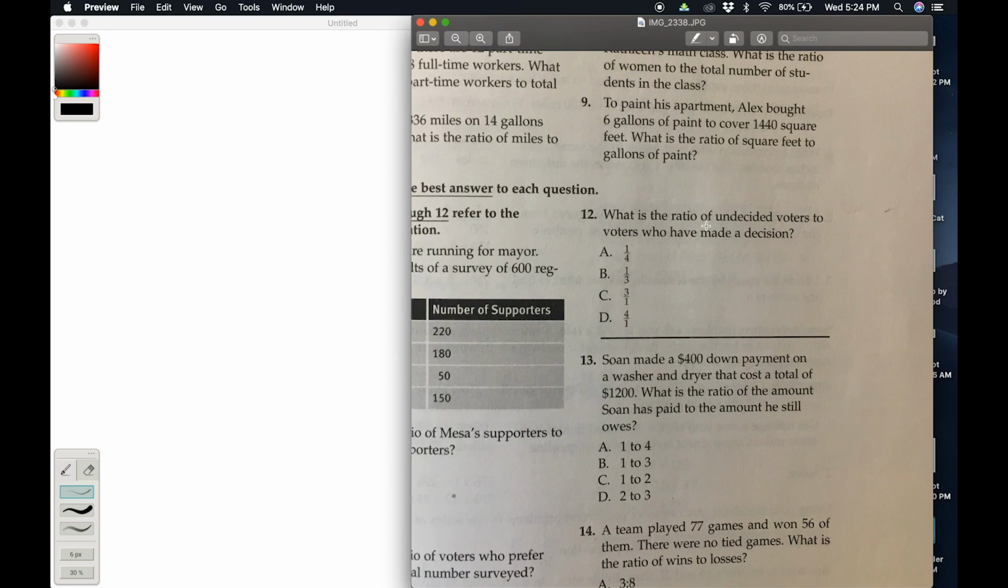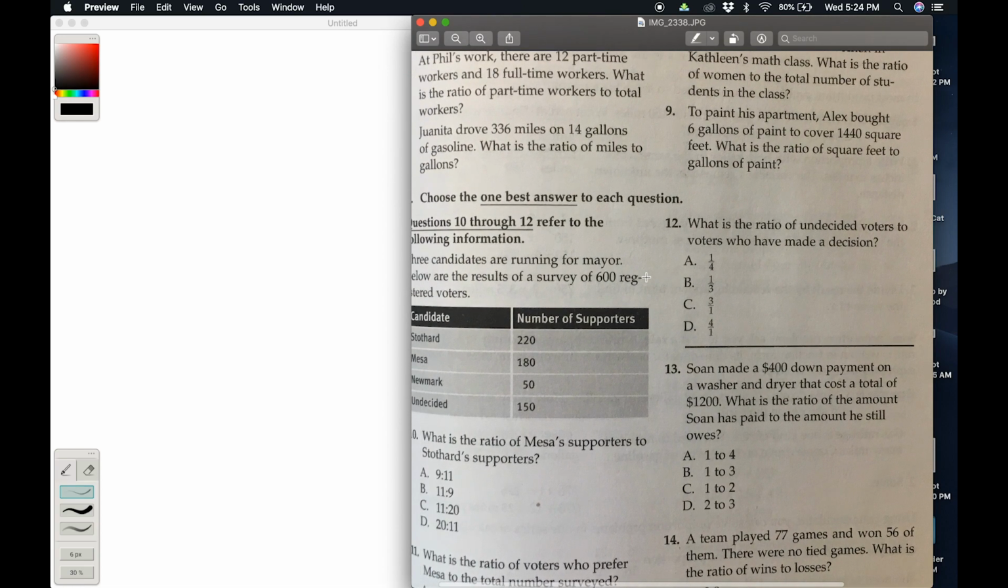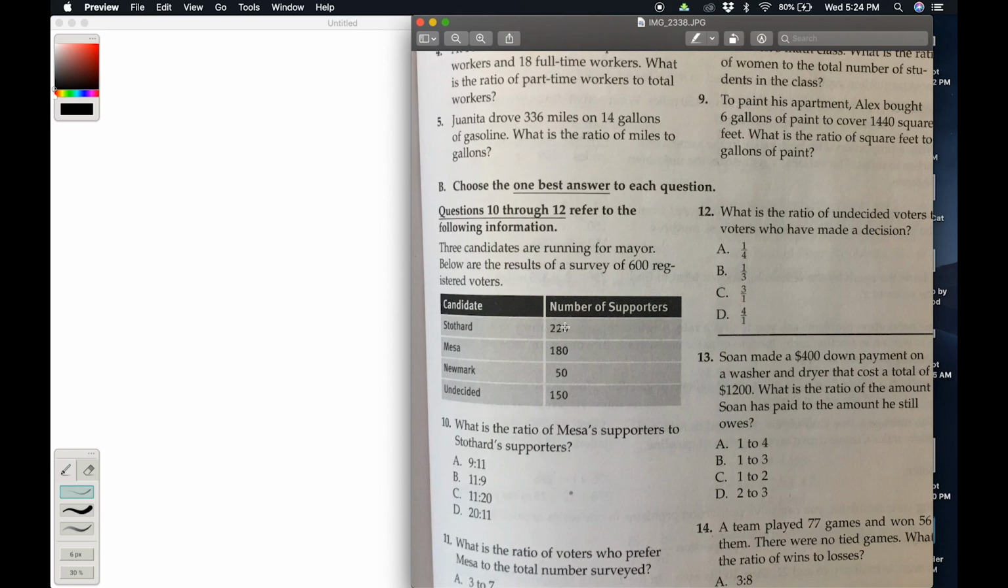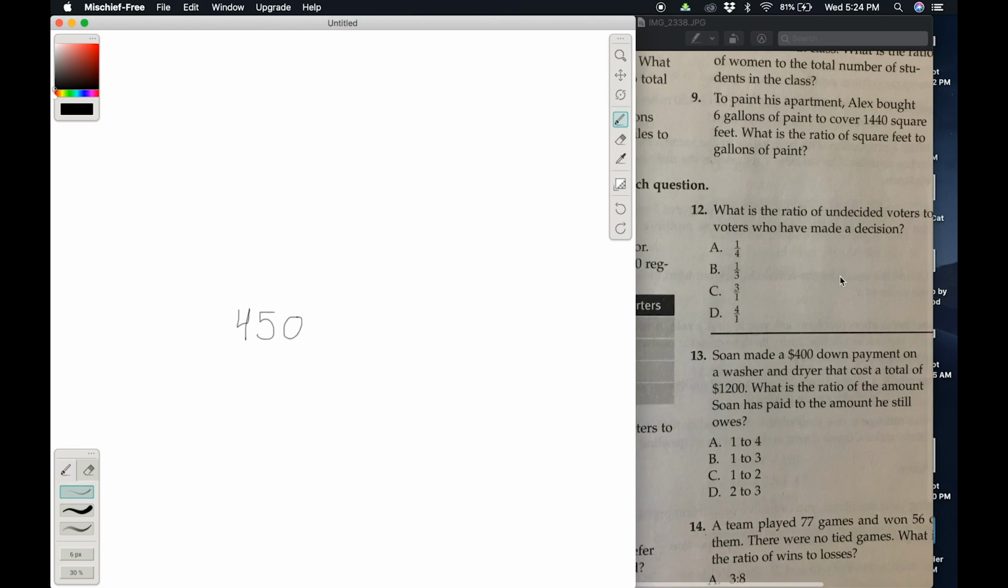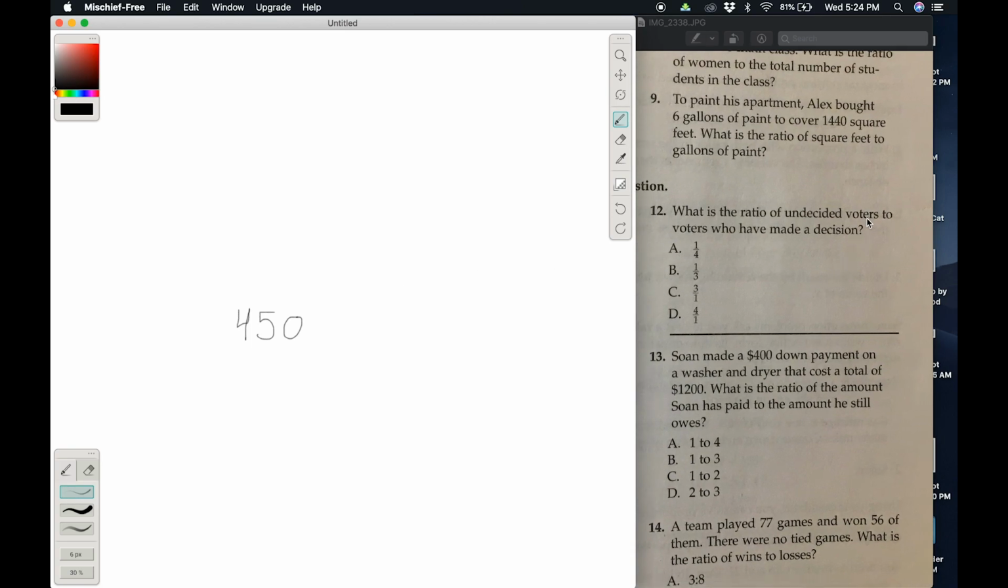Okay, so what is the ratio of undecided voters to voters who have made a decision? So the voters who have made a decision are these ones here. See how it says undecided is 150. So there's 600 minus the 150, which is undecided. That would mean there's 450 decided, sorry. What is the ratio of undecided voters to voters who have made a decision?